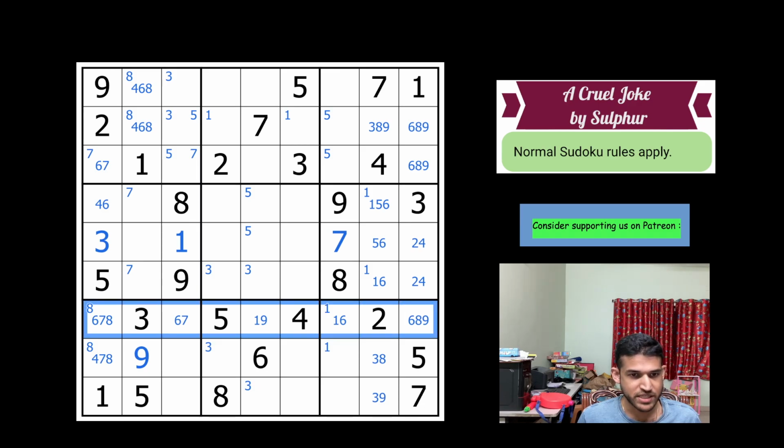And if you see where the 7 goes in row 7, 7 must be in one of these two cells. So that eliminates 7 from this cell. So it's a 4 or 8. And the 7 in box 8 must be in these two cells.